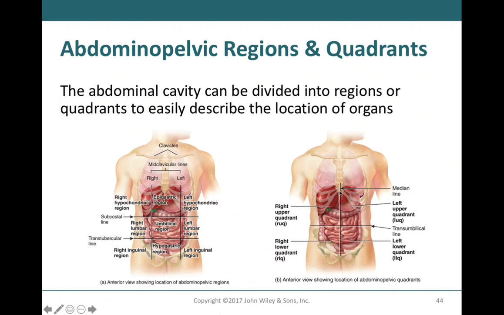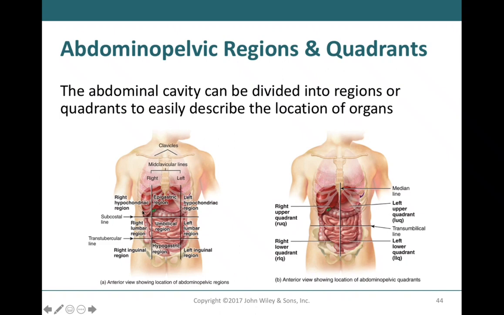So you can see that the liver is going to be mostly found up here in the right upper quadrant. The gallbladder is going to be found in the right upper quadrant, while the stomach is going to be primarily found in the left upper quadrant. So the quadrants tend to be a little bit more straightforward as they are named essentially where the quadrant is found. Now the abdominal pelvic regions are going to be a little bit different.